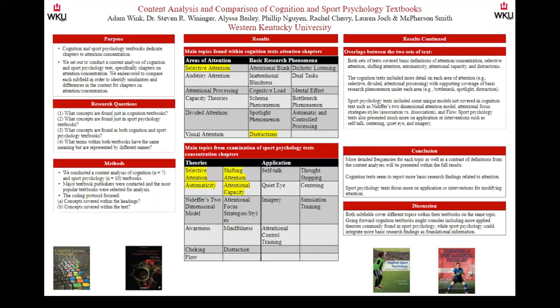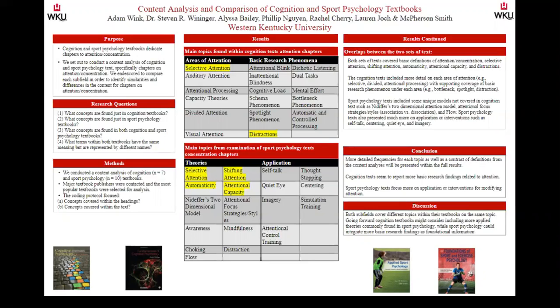Now, the research questions we asked ourselves while conducting this study were: what concepts were found just in cognition textbooks? What concepts were found just in sports psychology textbooks? What concepts were found in both sets of text? And what terms were found within both textbooks that have the same meaning but are represented by different names?